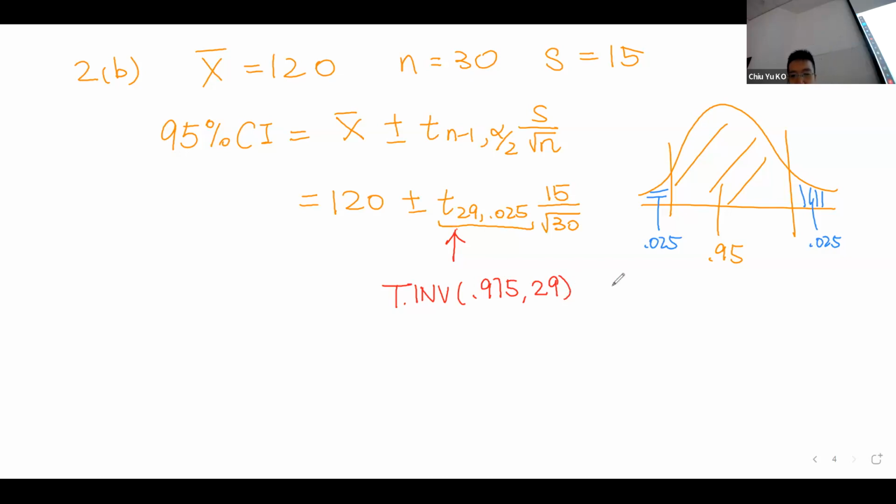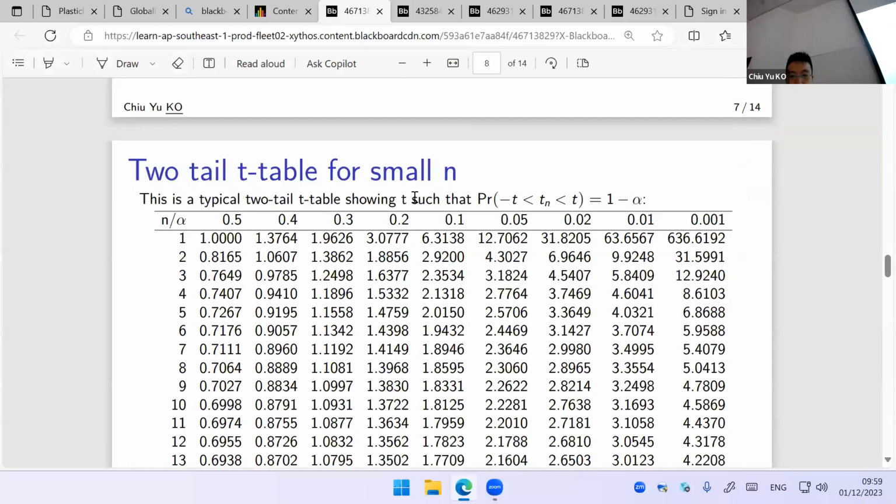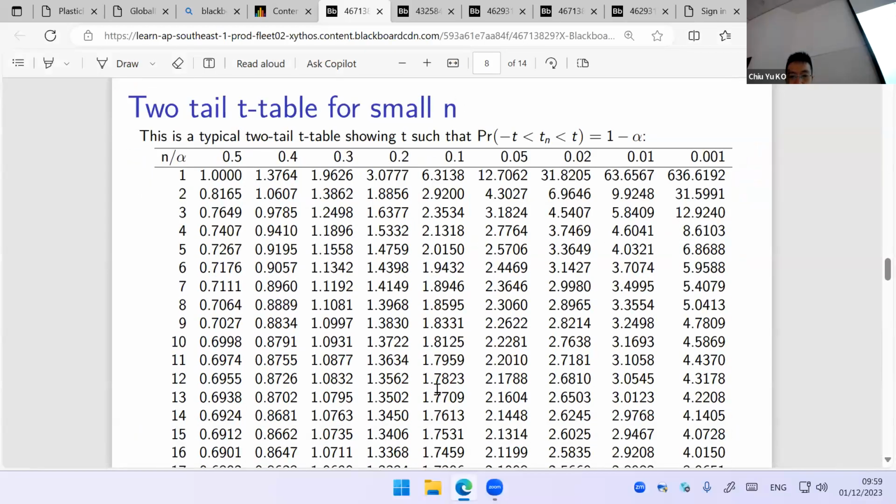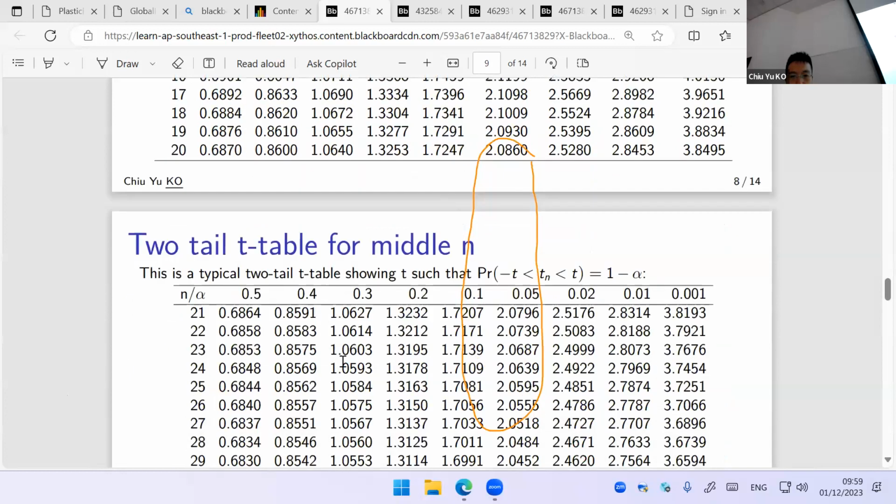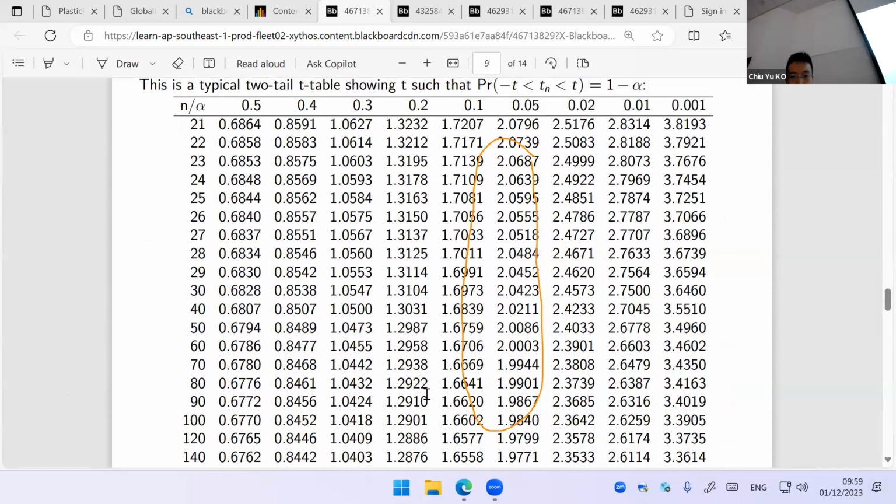So how do you find that? Remember, the middle is 0.95, so alpha is 5%. Look at the table here. Look at T again. We're looking at this column, and 29 is the row here.